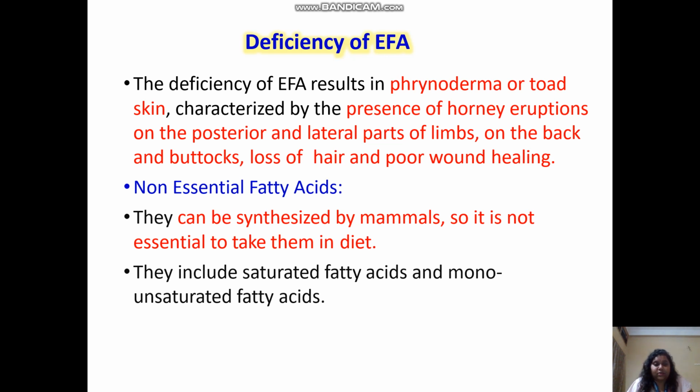The non-essential fatty acids can be synthesized by mammals, so it is not essential to take them in the diet. They include saturated fatty acids and monounsaturated fatty acids.